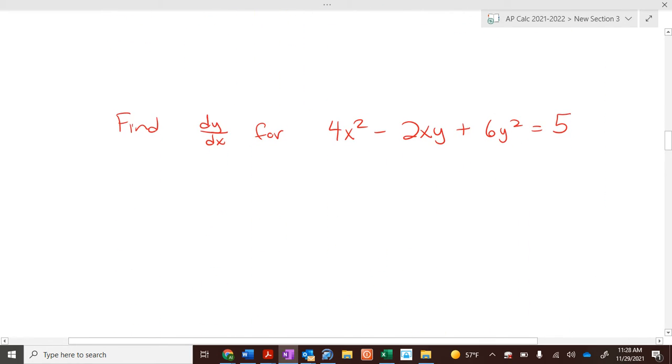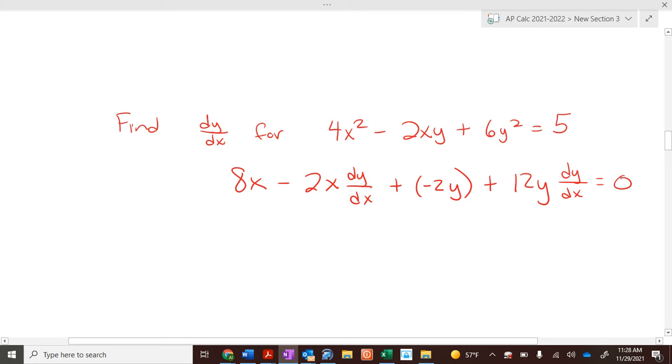Okay, find dy/dx of that. 8x minus 2x dy/dx, plus 2, minus, negative 2y. That is the most confusing thing. The first derivative I will never understand is that negative 2 times y, plus 12y dy/dx equals 0.